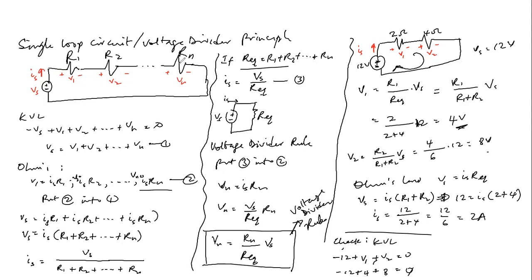So let us look at four elements connected in parallel, having a single node. Single node circuit. And this will lead us to the current divider principle. Okay. So let us look at a circuit. Like, say we have a current source.